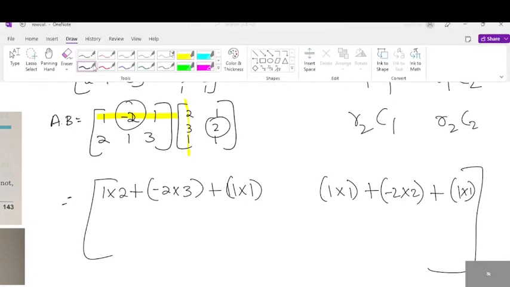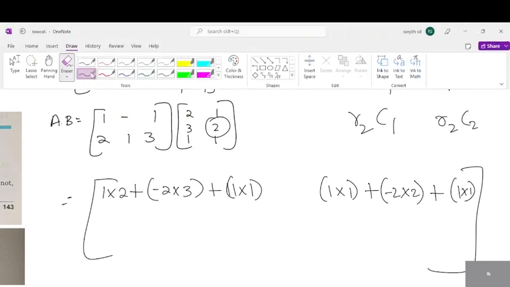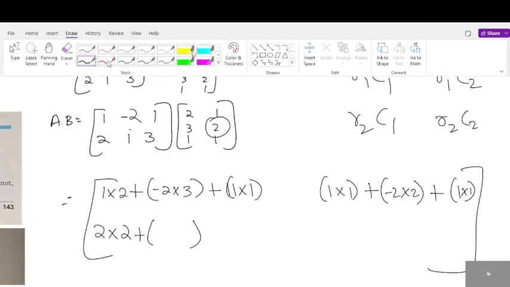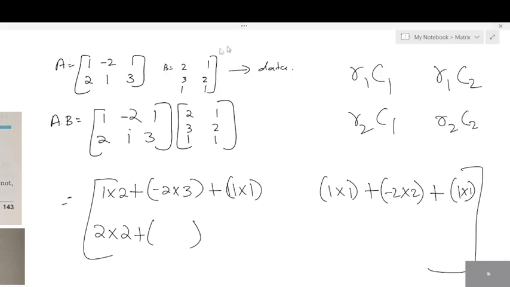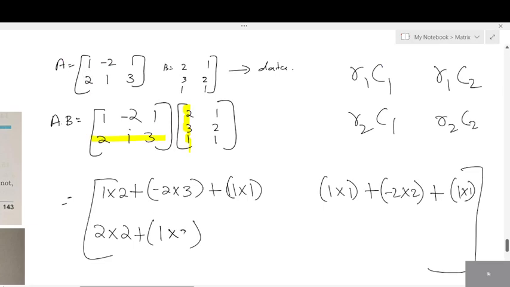R2, C1. Don't write anything when I'm teaching, students. Concentrate. Now take the second row, first column: 2 into 2 plus, write everything in bracket. What do you take? Unmute and answer. Look at this, R2, C1: 1 into 3, then next plus 3 into 1.